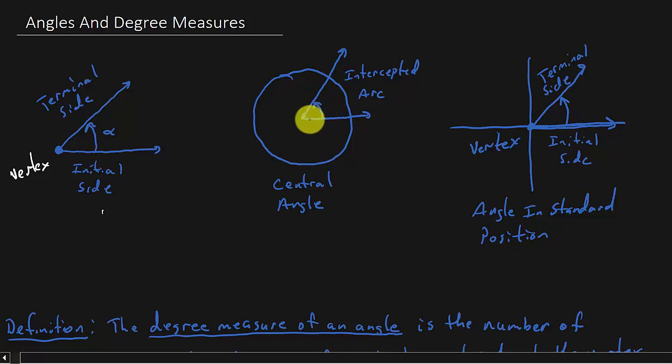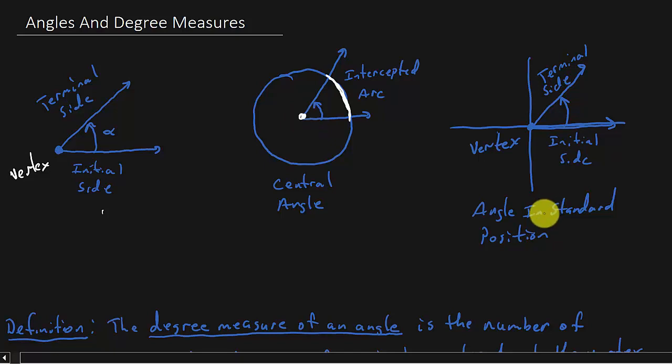Okay, and then we have a central angle. It's just an angle where the vertex is at the center of the circle. And this right here is the arc that's intercepted by the angle. So a central angle means the vertex is at the center of the circle.